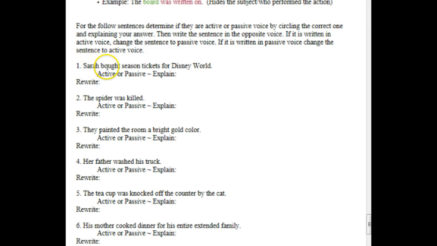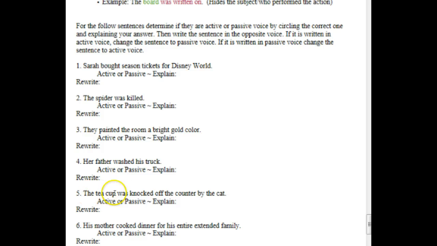So, Sarah bought season tickets for Disney World. I go subject, verb, object, indirect object. Okay? So even though the spider moved from the object position, it has still become the subject. I hope that makes sense.